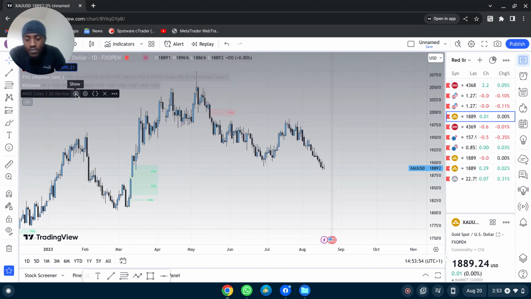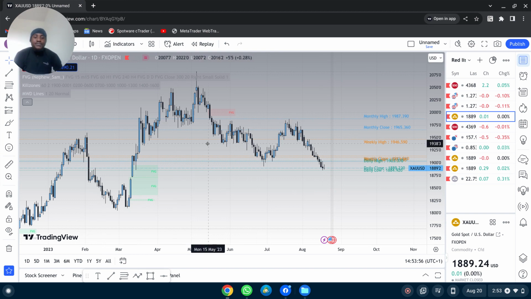Oh yeah, and my last indicator shows me all of the liquidity, all of the external liquidity anyway. So it shows me daily highs, daily lows, monthly highs, monthly lows, weekly highs, weekly lows, and it also shows me the weekly open price. It's put here as close because of course last week's close will be this week's open, right? And it also shows me the monthly open as well.